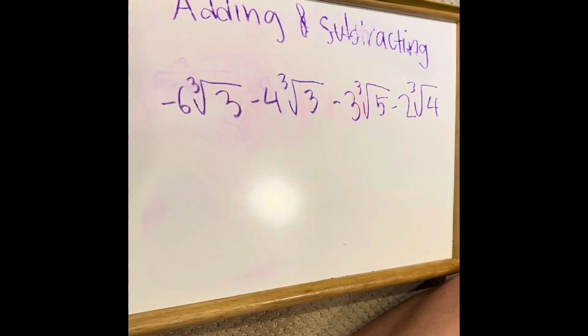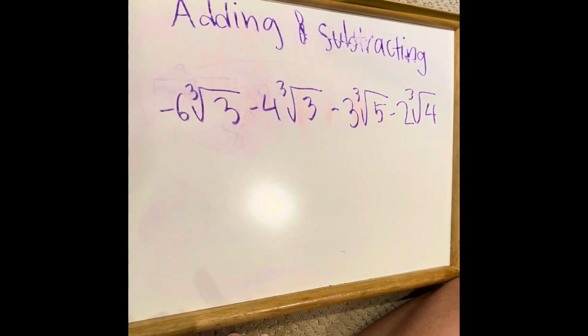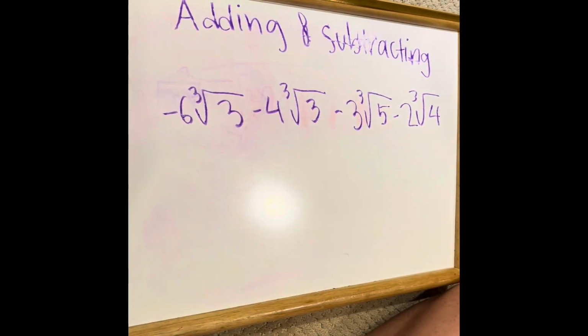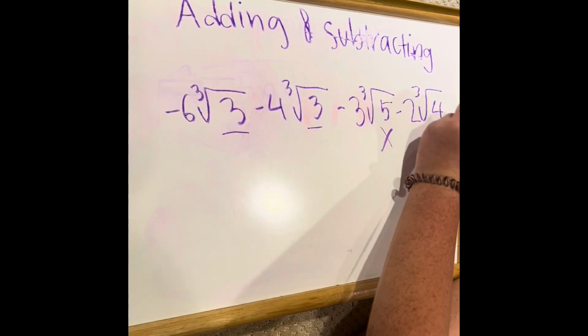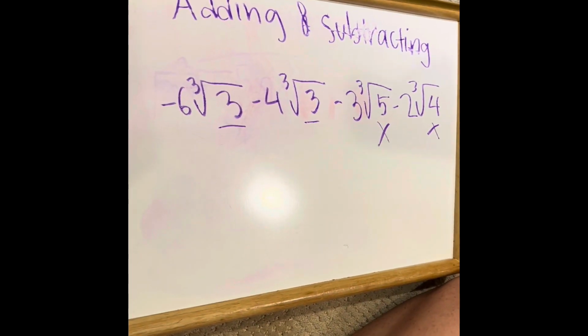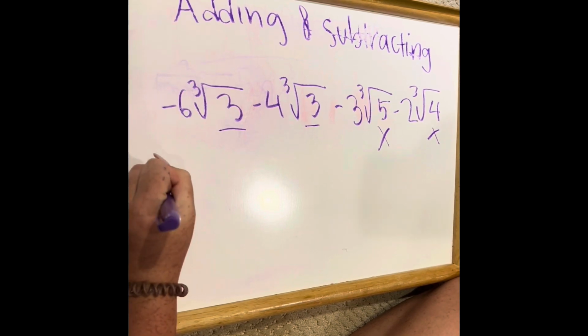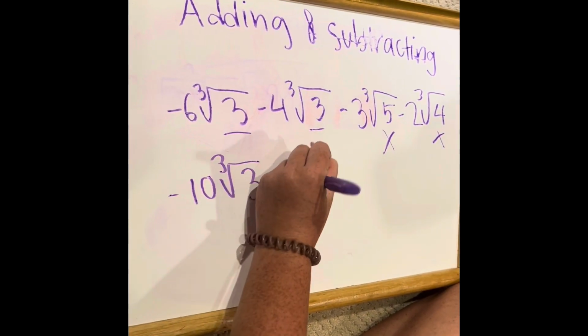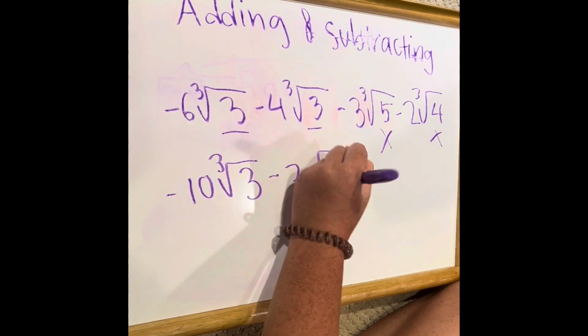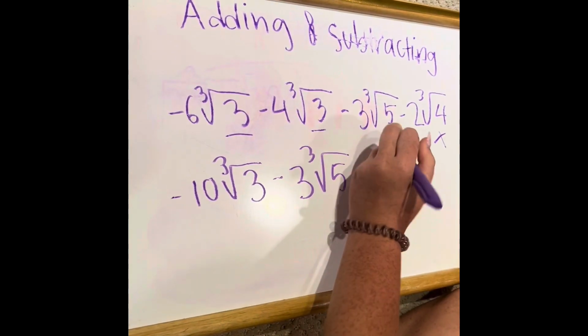Subtract radicals. The first step is to fully simplify them. These are already fully simplified, so the next step is to add and subtract like radicals. This means that our answer would be negative 10 cubed root 3 minus 3 cubed root 5 minus 2 cubed root 4.